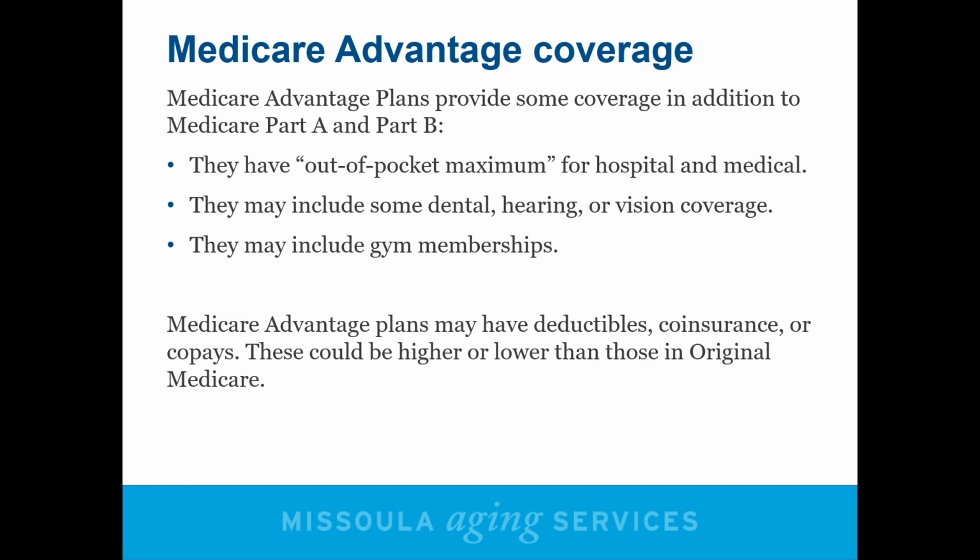All right, so they give you some coverage in addition to Part A and Part B. The big item they give you is an out-of-pocket maximum for hospital and medical. So you remember that nightmare scenario I talked about, 20% of $100,000. That's not going to happen with an Advantage plan because they'll have an out-of-pocket maximum that's maybe $5,000 or $10,000. They'll usually have a lower one in-network and a higher one outside the network.